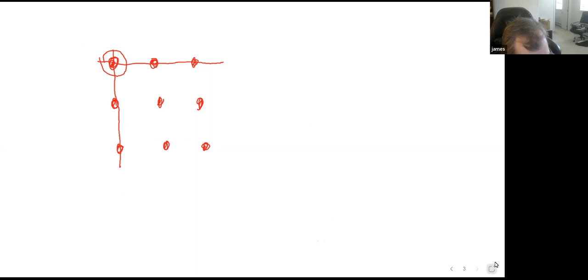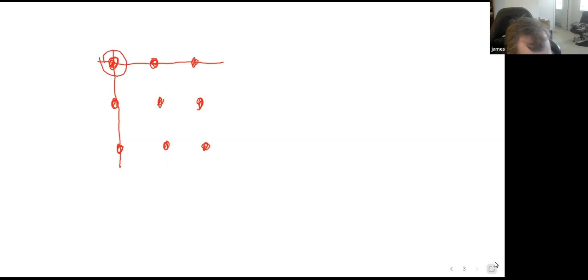Let me draw a little picture of Z mod 3 squared here, okay? That's supposed to picture Z mod 3. So this is supposed to be the two axes right here. And the action of the Eisenstein conjugation on this is just to switch the two axes.